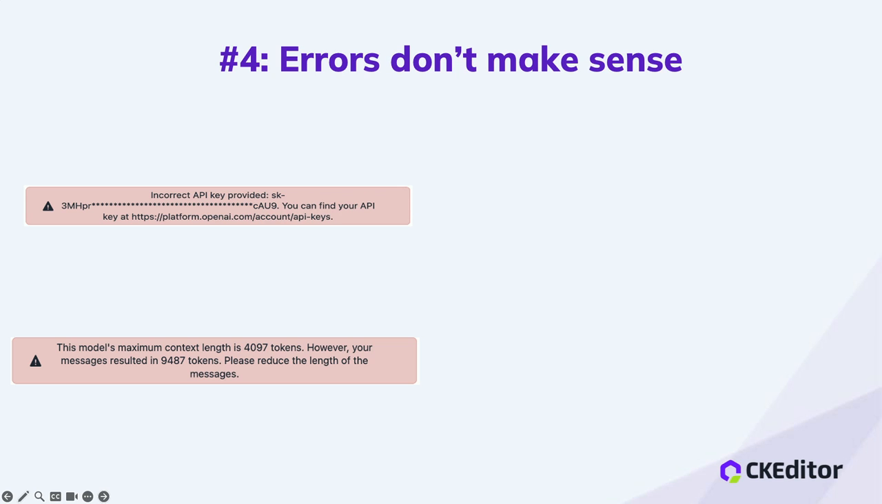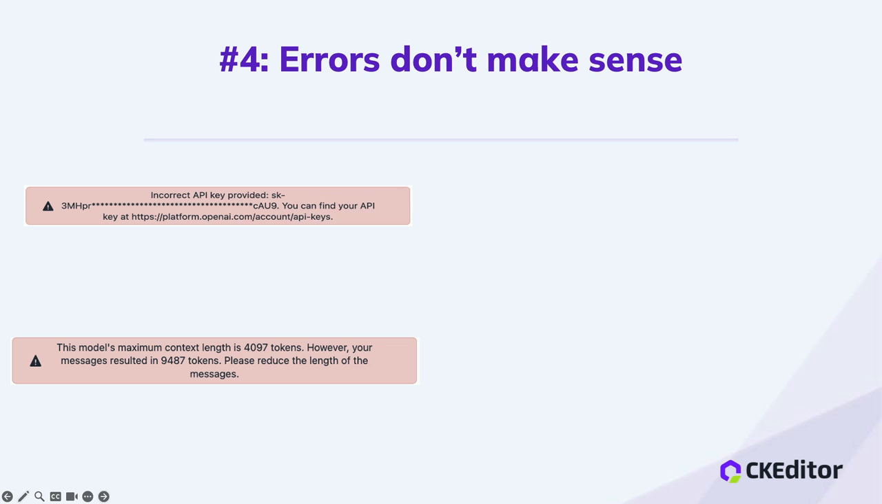And there's another very common error that people forget to handle, which is the tokens. You're adding all of this context to your API, and they might hit a token limit. 4097 is the maximum token limit, but then we sent in 9487 tokens. Off the top of my head, even I don't know what that means. I have to go look up the API docs.